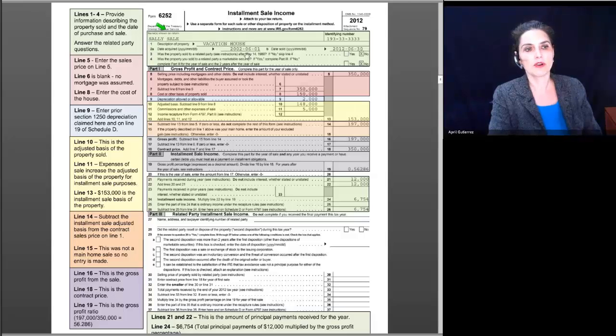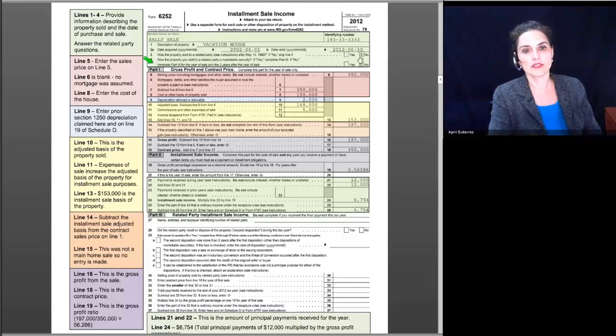You then answer the related party questions on lines 3 and 4 that you see right here, and in this case we're saying that Sally did not sell to a related person. Then on line 5, we begin by entering the sales price. On line 6, if a mortgage was assumed, we would enter the amount of assumed mortgage, and of course any amount on line 6 is going to be added to any of the payments received to arrive at the amount to enter on line 5. But since there's 0 on line 6, we just leave it blank and move to line 7. And line 7 is of course the same as line 5 because 6 is 0. We then enter the cost or other basis of the property sold on line 8.